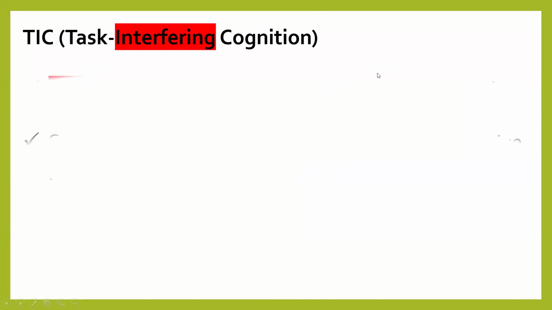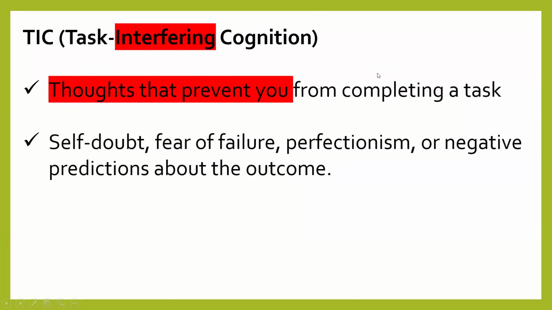Cognition means thoughts. These are basically thoughts that prevent you from completing that specific task towards your goal. This could be due to self doubt, fear of failure, perfectionism, or you may have some negative predictions about the outcome. Hence, you don't take any action here.